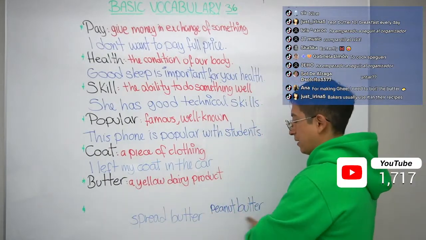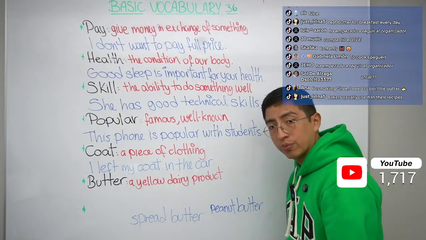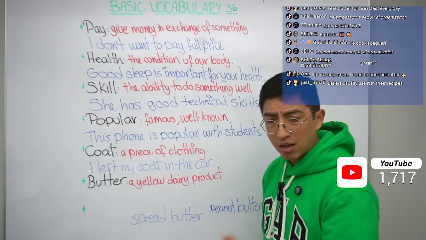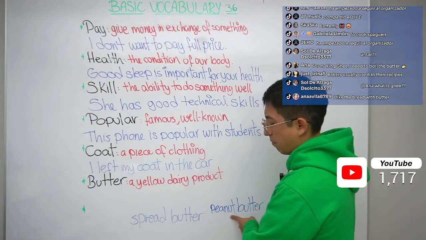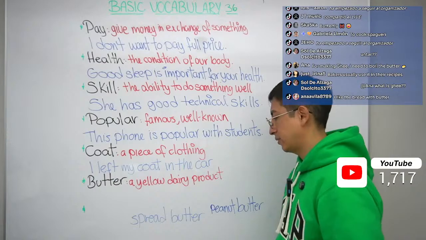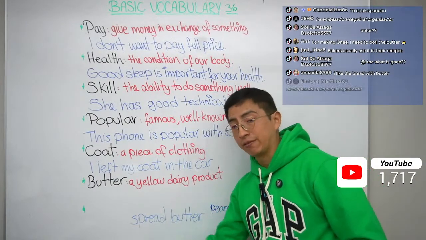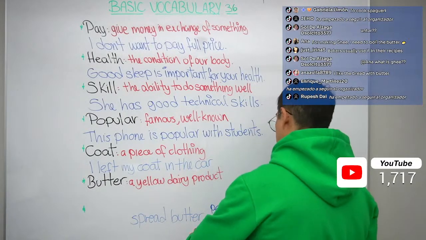Okay, and then we have peanut butter. This is another kind of spread. No, this is not yellow. Okay, it has a different color, and it comes from peanut. What else do we have? We have a butter knife. Okay, we have a butter knife also.